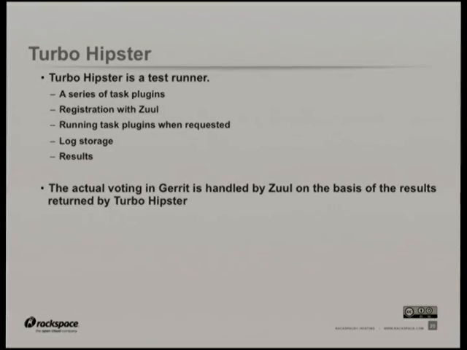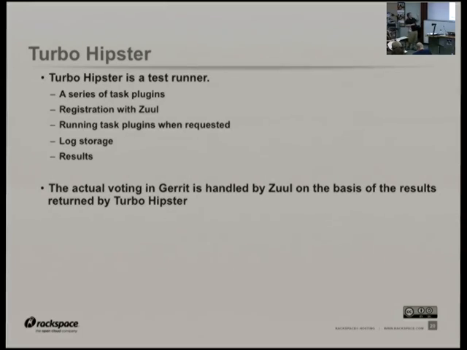So Turbo Hipster is a test runner. So these task plugins register things they can do. Turbo Hipster reports those to Zool. Zool has a config file that says, for this event, execute this thing in this queue that implies these tests effectively. You can have more than one queue, although the reality is we only have one at the moment. Just run a check, basically.